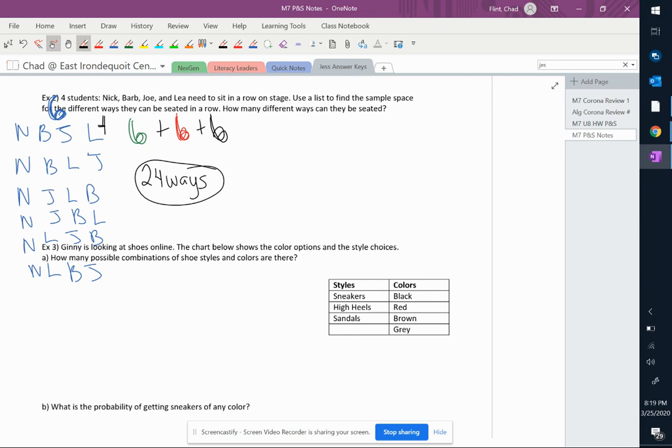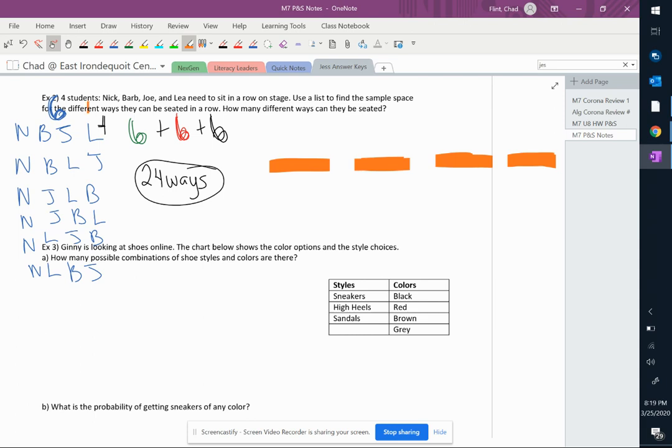Another way you can think about this, which is the way I prefer, if you're thinking about the spaces on stage, if you're thinking about like sitting in a space, so here's 1 chair, 2nd chair, 3rd chair, 4th chair.